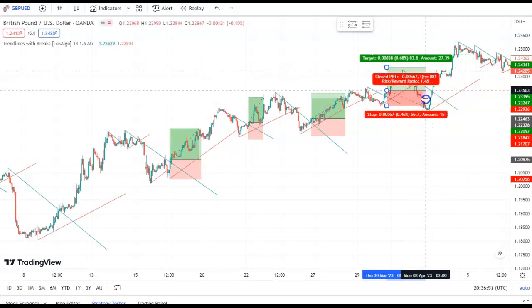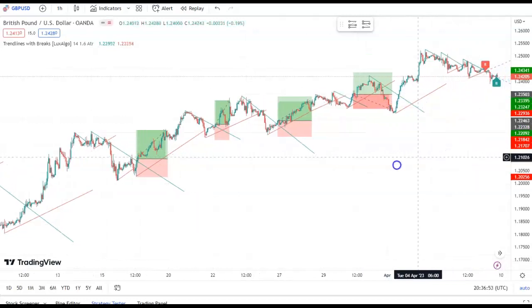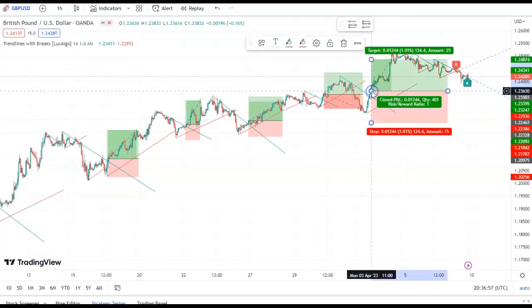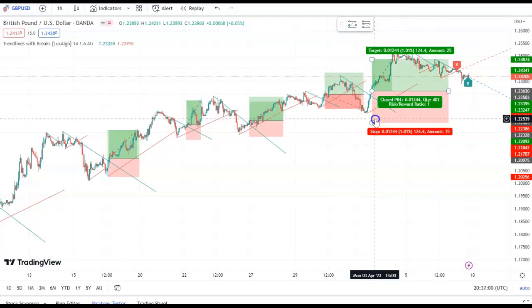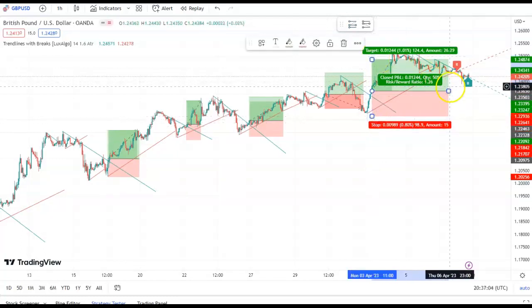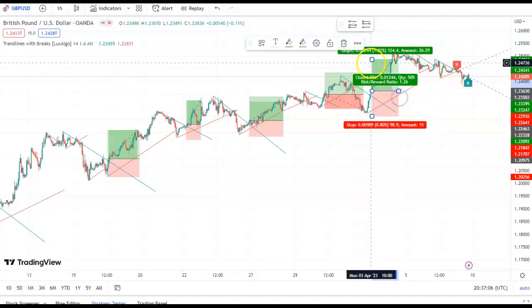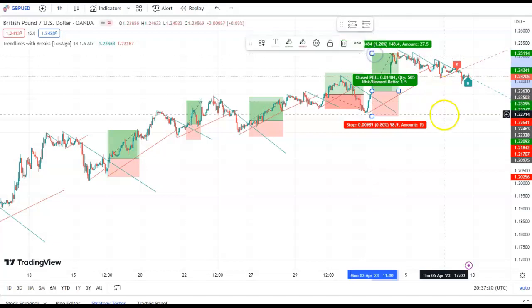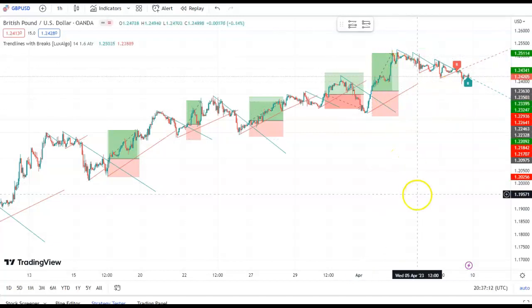This one would have been a loss, but the lines are still stacking on top of each other. So you would take another trade here, with a 1 to 1.5 risk to reward ratio, and this would have also been a successful trade.